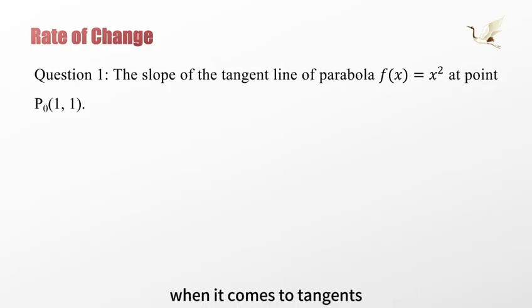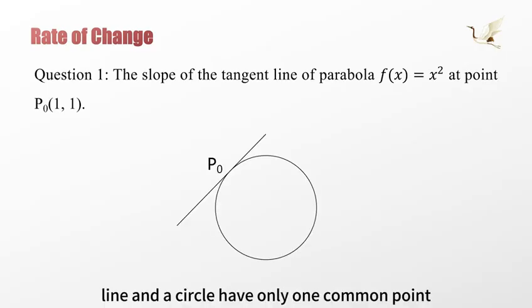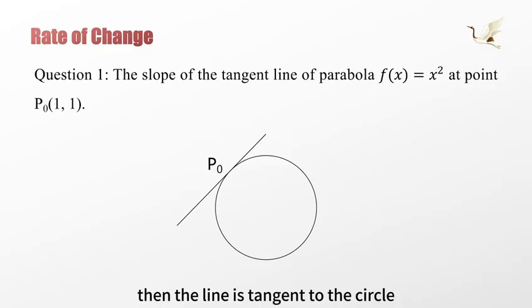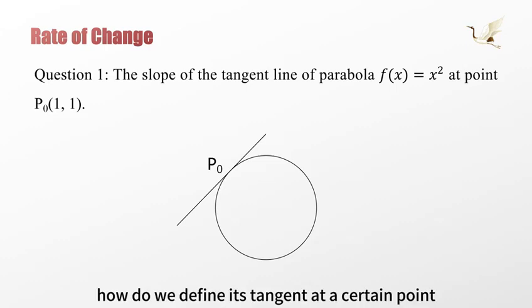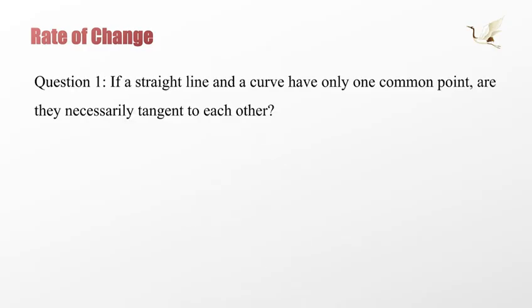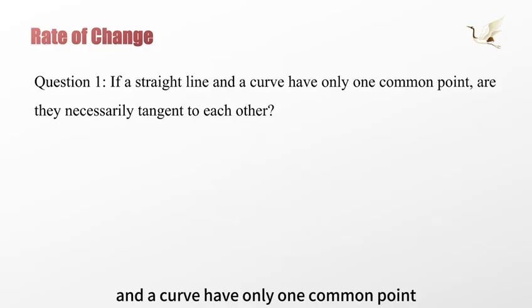When it comes to tangents, we are quite familiar with them. We know that if a line and a circle have only one common point, then the line is tangent to the circle. So for other curves, such as the parabola f(x) = x squared, how do we define its tangent at a certain point, such as P0(1, 1)? Let's answer this question first. If a straight line and a curve have only one common point, is this straight line necessarily tangent to this curve? The answer is probably not.